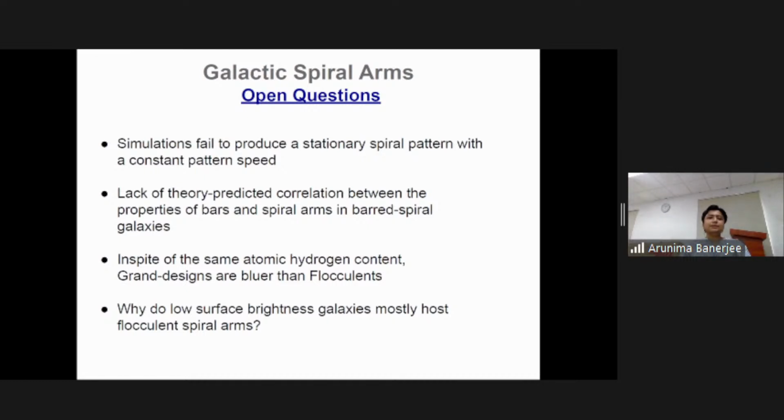Now, what are the open questions? We are doing the classifications, good, we will get a lot of data, and someone has to classify. But if everything is known and settled, we understand how the spiral arms are formed, how the grand designs are formed by the density wave, and the flocculents are formed by stochastic star formation or swing amplification of local non-axisymmetric instabilities, then what is the point of doing more classifications?